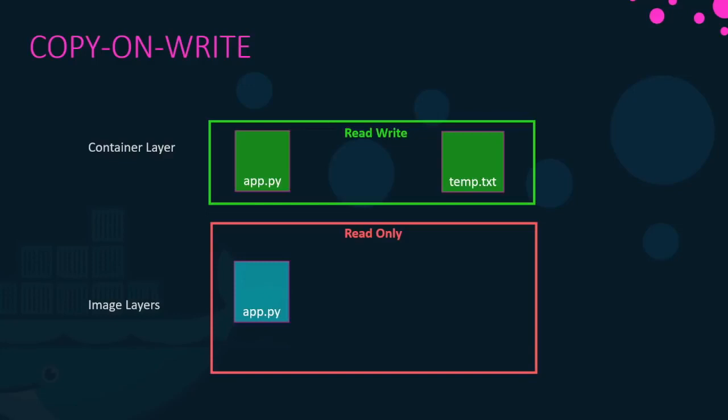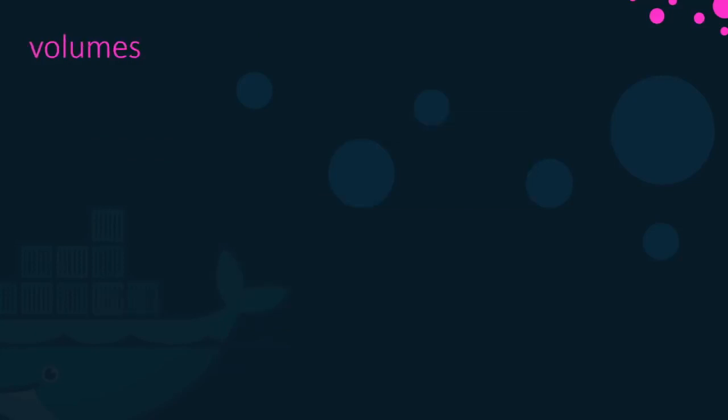What happens when we get rid of the container? All of the data that was stored in the container layer also gets deleted. The change we made to the app.py and the new temp file we created will also get removed. So what if we wish to persist this data? For example, if we were working with a database and we would like to preserve the data created by the container, we could add a persistent volume to the container.